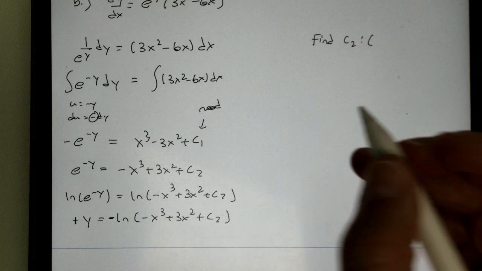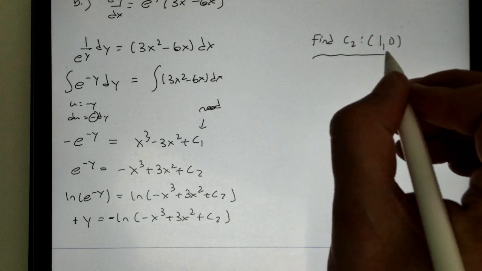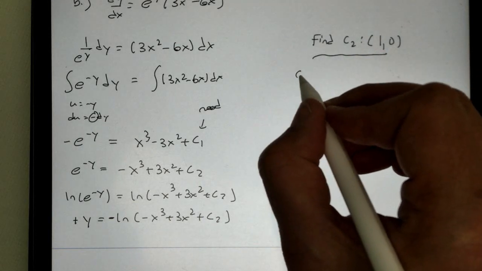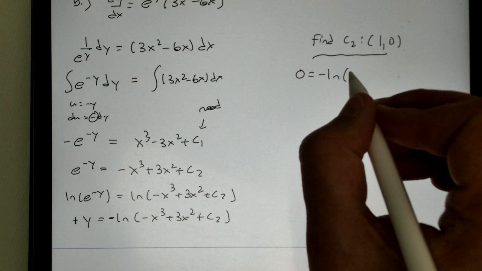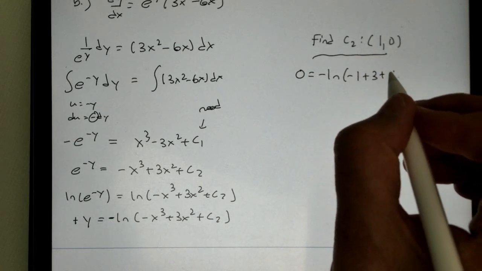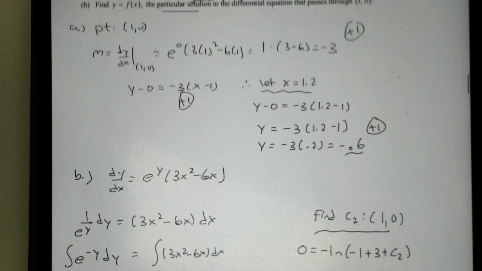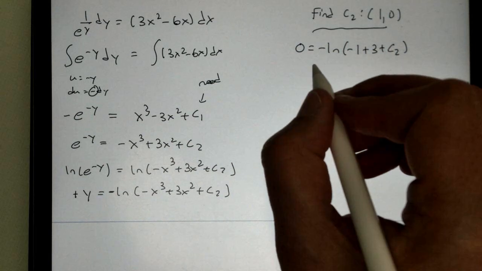To get c2, I use my initial condition, which they told me again was (1, 0), and I can just plug it in. Let y be 0. We get negative natural log of negative 1 plus 3 plus c2. Let me double check that was my point. Yep. Okay.